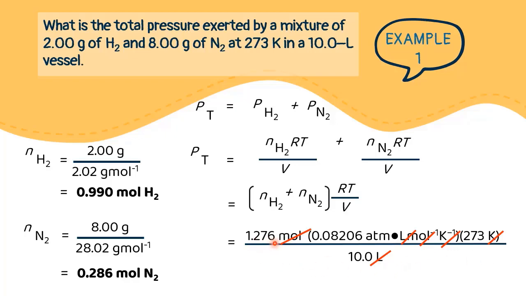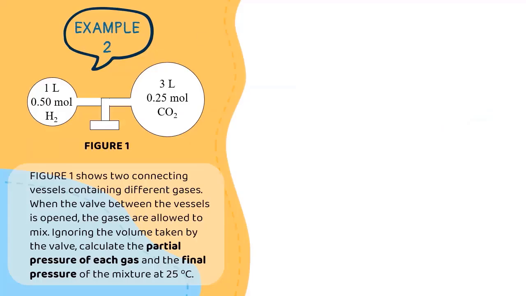So this 1.276 mole comes from the total number of moles here. We simply add these two, and then we cancel the same units, mole per mole, liter over liter, Kelvin per Kelvin, to finally help us determine the correct unit for the final answer. Lastly, the total pressure of gas is obtained, which is 2.859 atm. Remember, if the question asks for the partial pressure of each gas, please calculate the partial pressure separately before finding the total pressure.